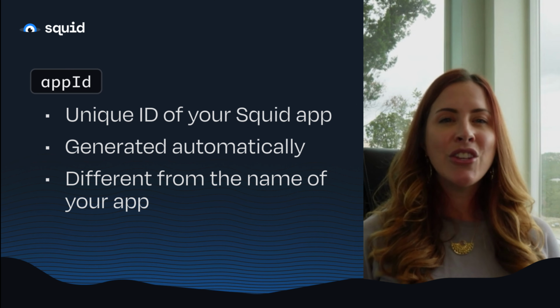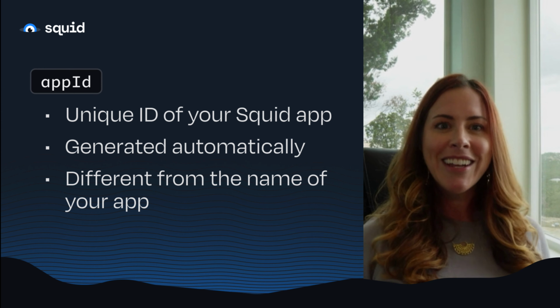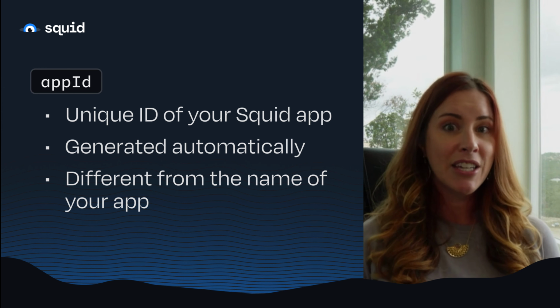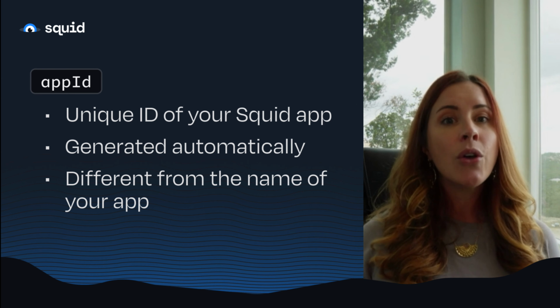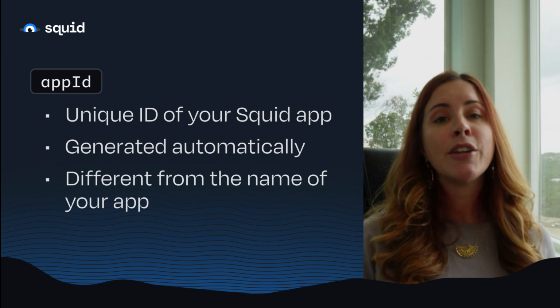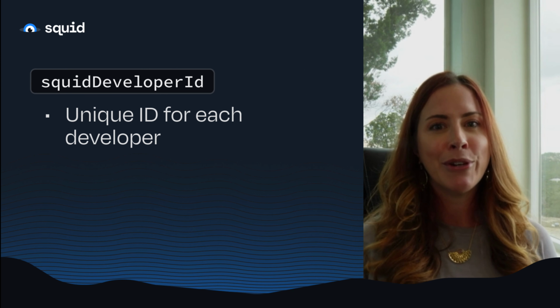Now it's time to connect the new React app with the Squid platform. For the SDK to function properly, you will need 4 configuration options. App ID is the unique ID of your Squid application. This is generated automatically by Squid and is separate from the name that you've given to your application. The application ID can be found in the application overview in the console or in your .env file in your backend.